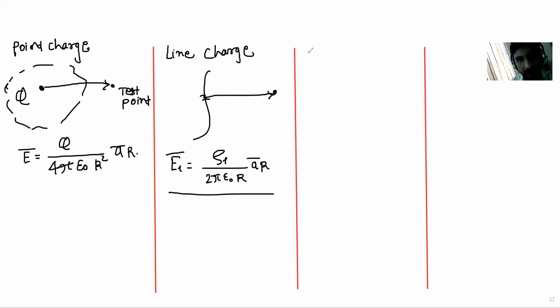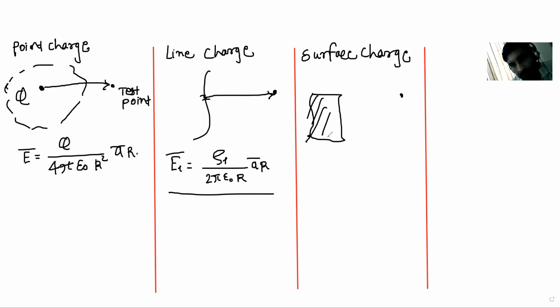In last lecture, for surface charge, due to infinite surface charge, if you are having a test point here and the surface is placed here, right? So this is the surface. Because of this surface, the electric field intensity produced at this point is given as ES bar. And what was the formula that we have derived? Can anyone tell? Rho S, surface charge density, divided by 2 epsilon naught A bar Z.